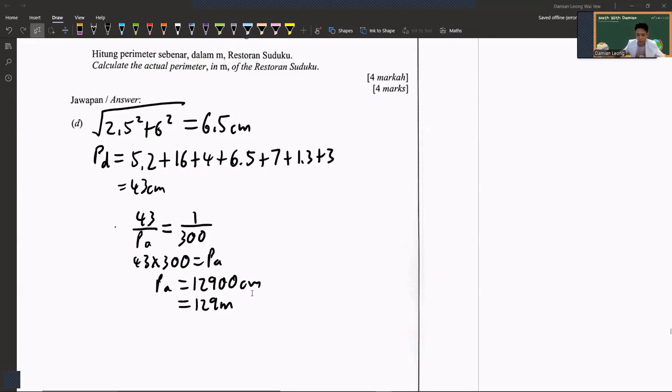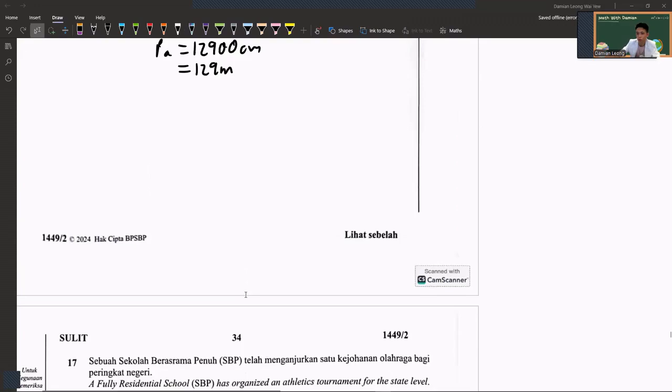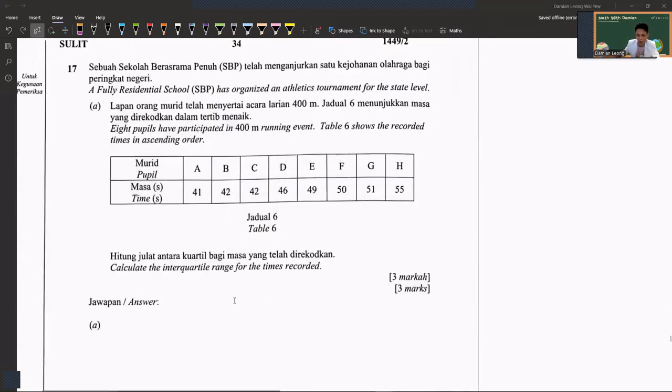Now, question 17. A fully residential school SBP has organized an athletics tournament for the state level. 8 pupils have participated in the 400 meters running event. Table 6 shows the recorded times in ascending order. Find the interquartile range. This is already in ascending order, so we find the quartiles. First quartile.